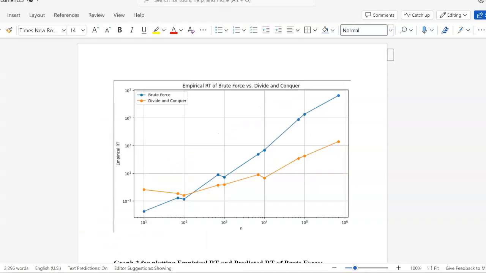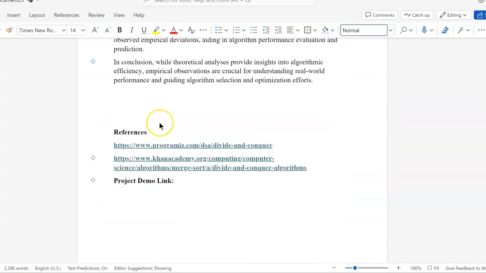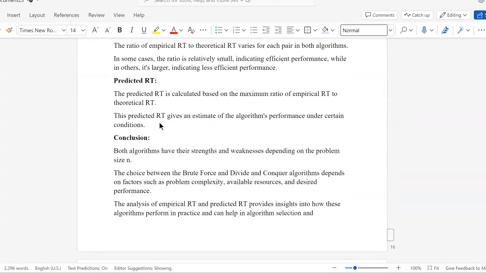So the final conclusion which I can draw is that for large values of n, these two act differently and divide and conquer is more suitable. For small values of n, these two act in the same way, mostly brute force and divide and conquer, and for very, very small values of n, divide and conquer acts well.